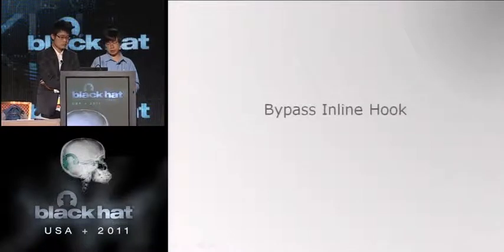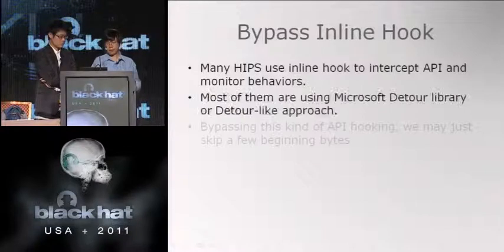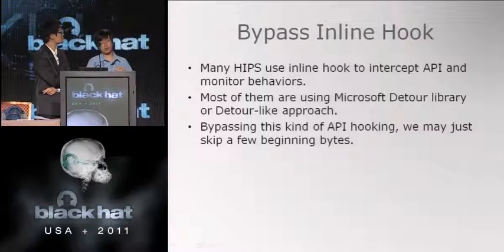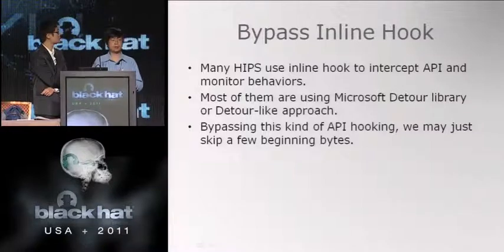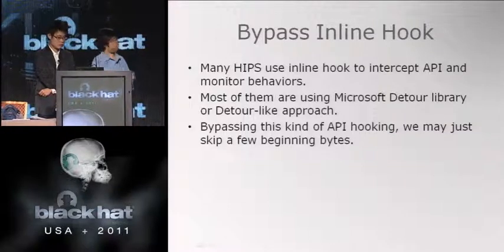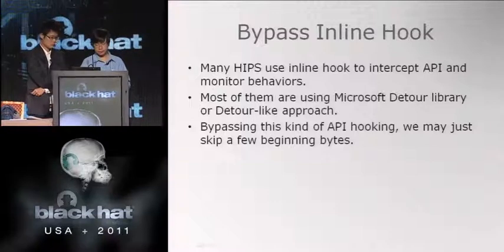Okay, so the first trick, bypass inline hook. Many host IPS use inline hook to intercept API and monitor behaviors. Most of them are using Microsoft Detour library or Detour-like approach. To bypass this kind of API hooking, we may just skip a few beginning bytes.